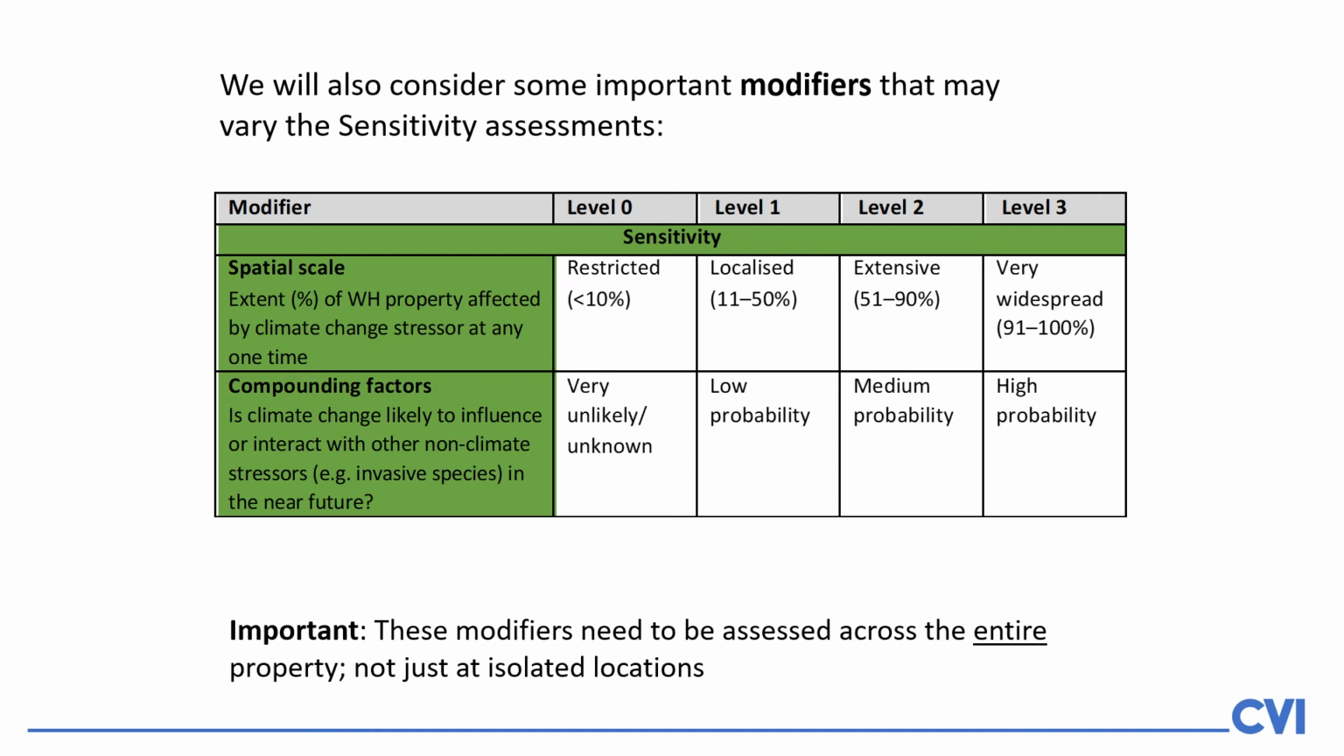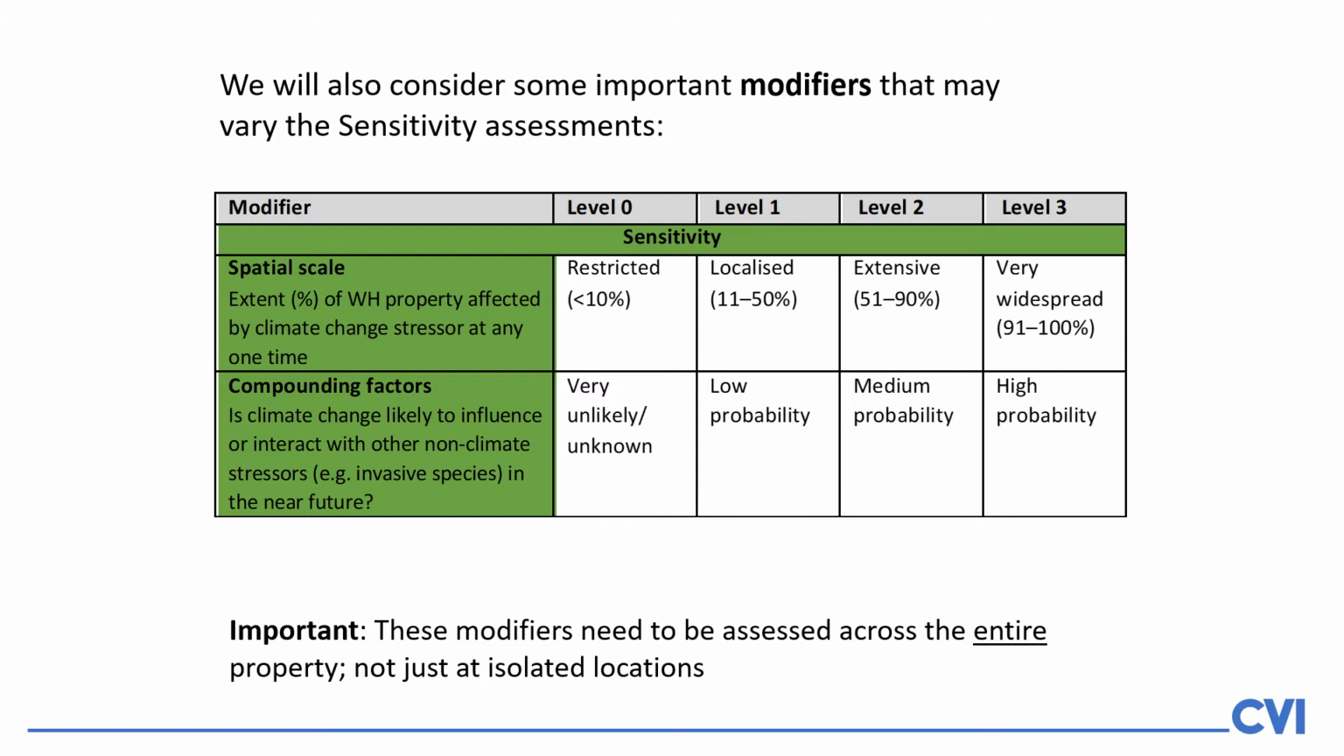We also consider modifiers in the same way as we did previously for exposure. So the 2 modifiers we use for sensitivity: one looks at the spatial scale, in other words, the extent of your property affected by that climate stressor at any one time. And here you can see different scores. So if it was level 0, the spatial scale of your property affected by each of the climate stresses is less than 10%. It may well be that some climate stresses are down here, but others are very widespread, impacting the entire property, 91 to 100%.